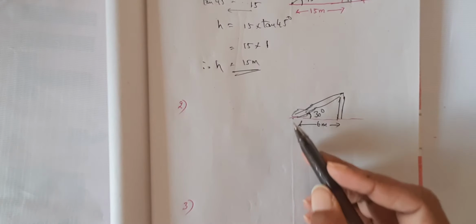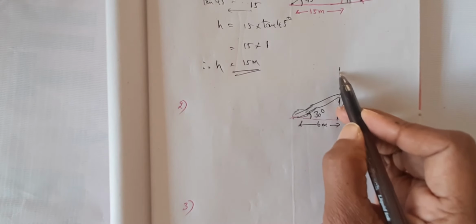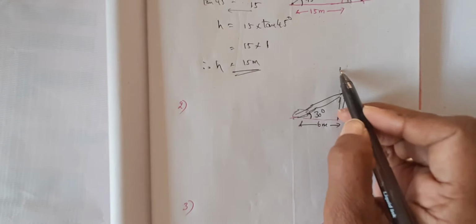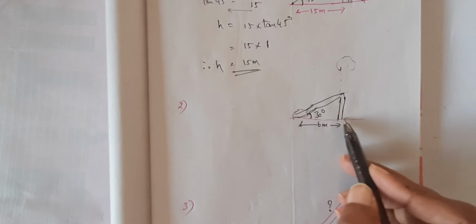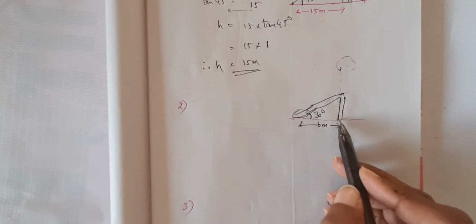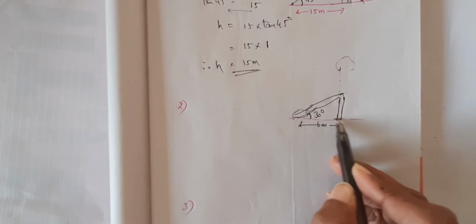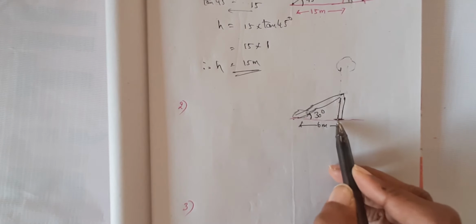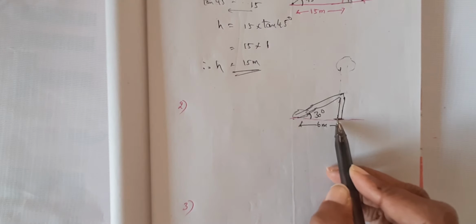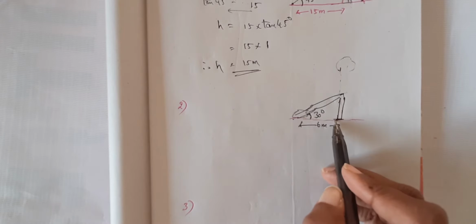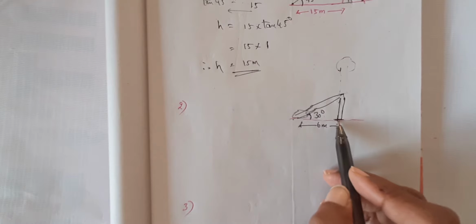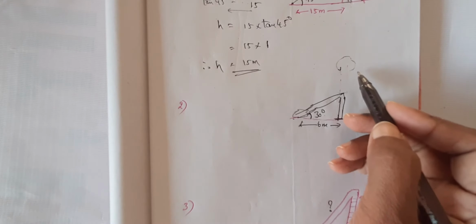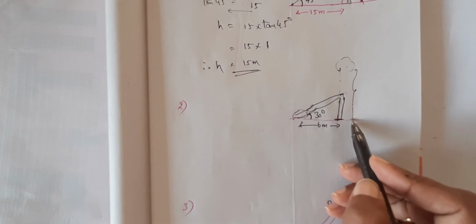So here this is the situation. There is a tree which was supposed to be like this, right? But it is broken here and it fell down and it is touching the ground at a distance of 6 meters from the base of the tree, from the bottom of the tree. And it is making 30 degrees with the horizontal. Now he is asking us what is the height of the tree before breaking. That means we want the whole thing.